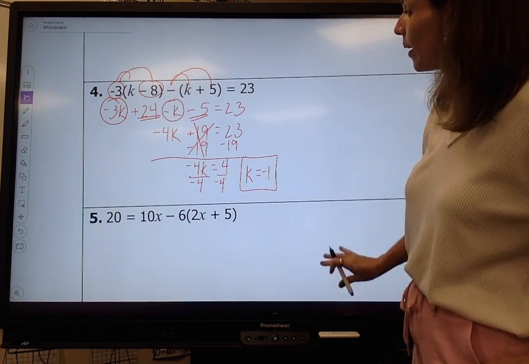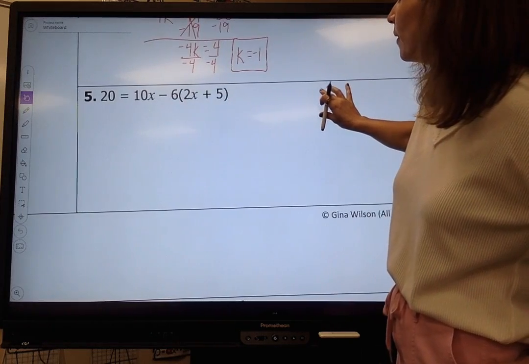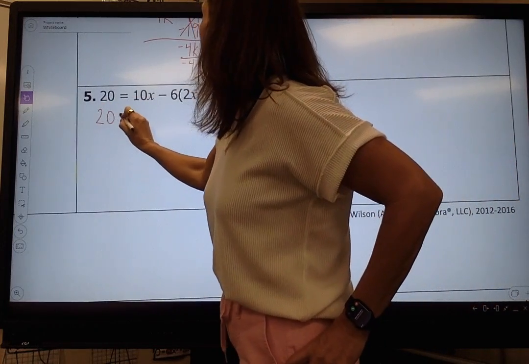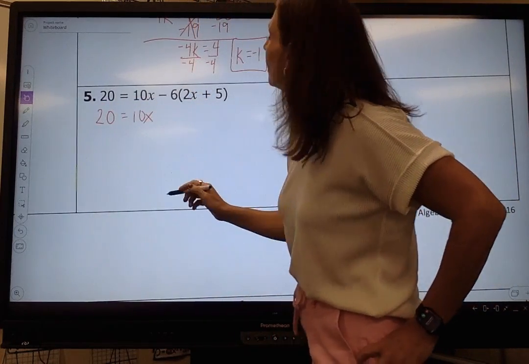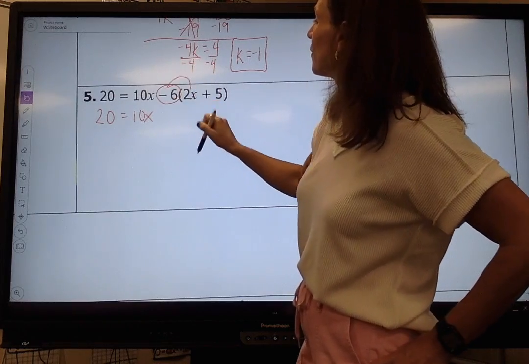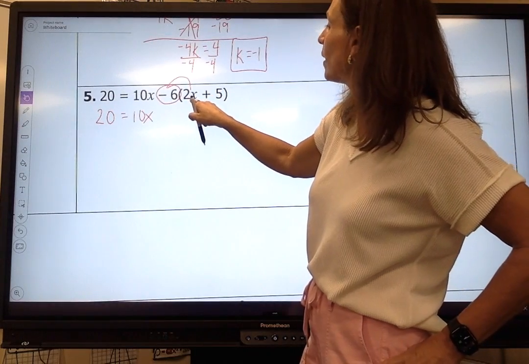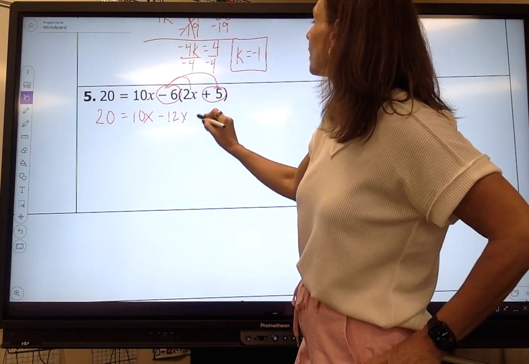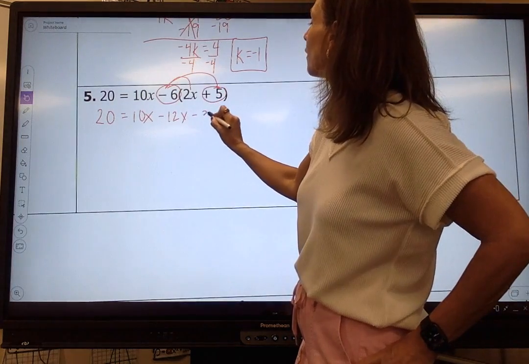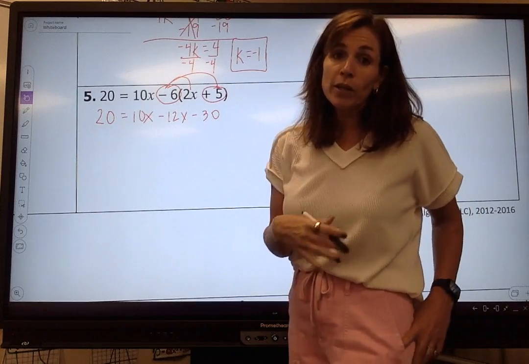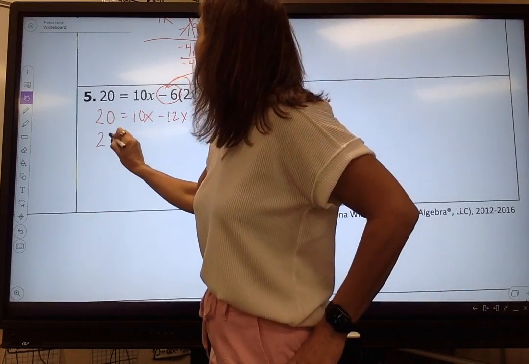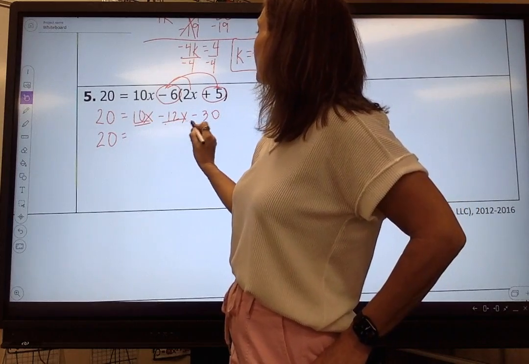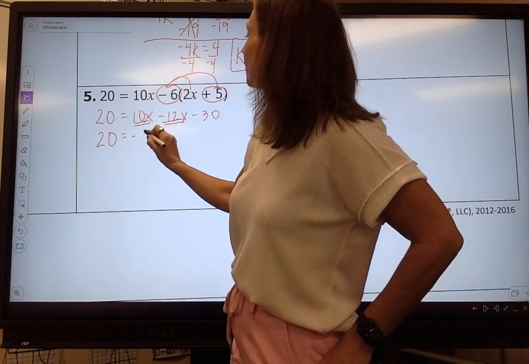Okay? All right, let's take a look at number 5. So here we have 20 on the right-hand side, so I have 20 equals 10x. Now I'm going to distribute this negative 6. Negative 6 times 2x is a negative 12x, and a negative 6 times a positive 5 is a negative 30. Now that I've distributed, I combine my like terms. So I have 20 here. My equal sign, notice, is lined up. When I combine a 10x and a negative 12x, I get a negative 2x.